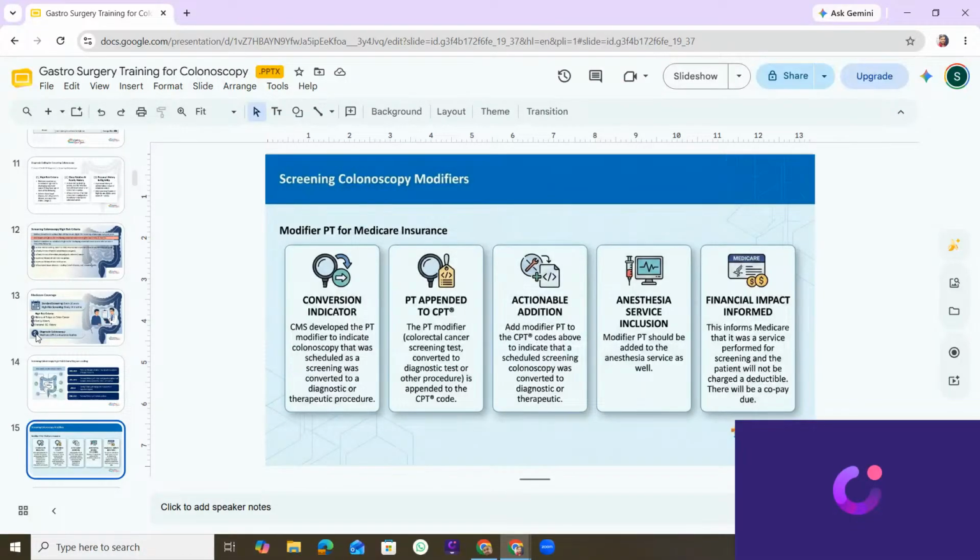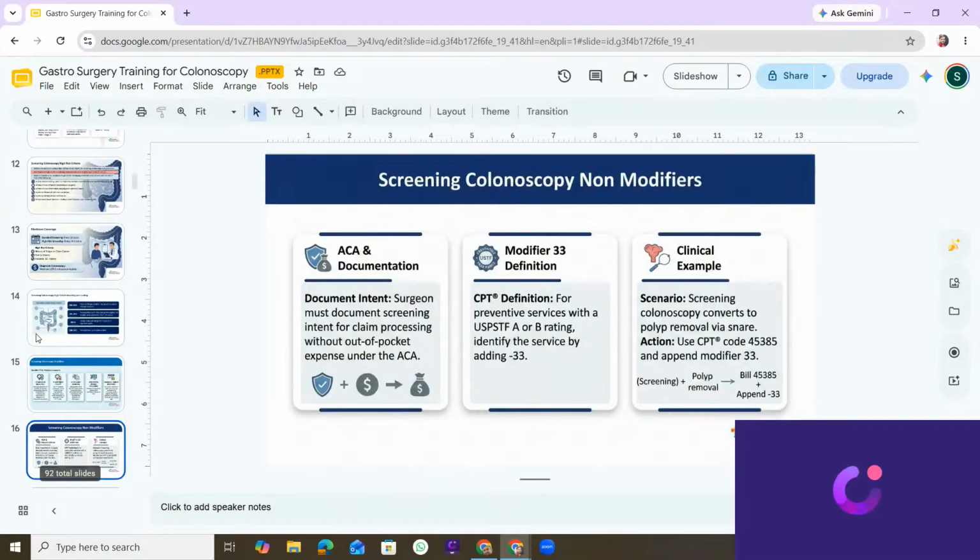Anesthesia service inclusive: modifier PT should be added to the anesthesia service as well, with financial impact informed. This informs Medicare that the service was performed for screening, and the patient will not be charged the deductible. There will be copay due. This point is the main one.